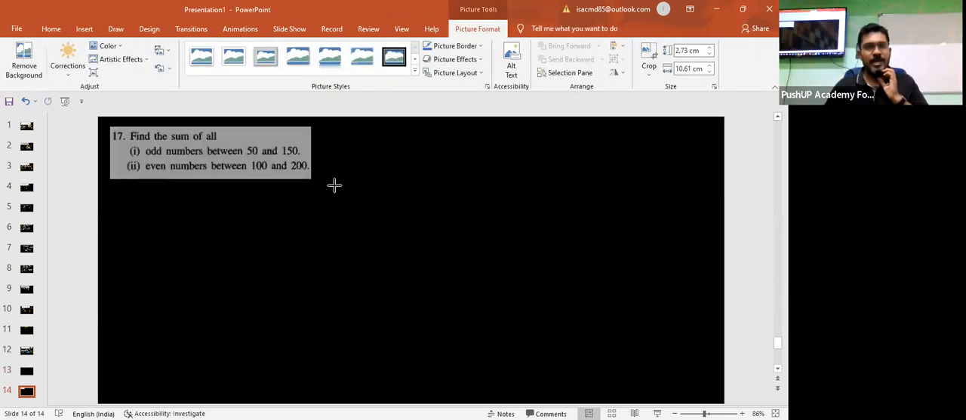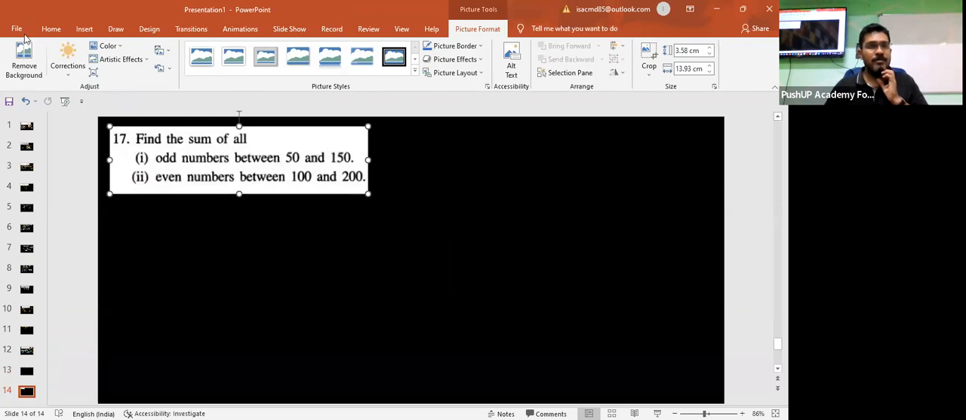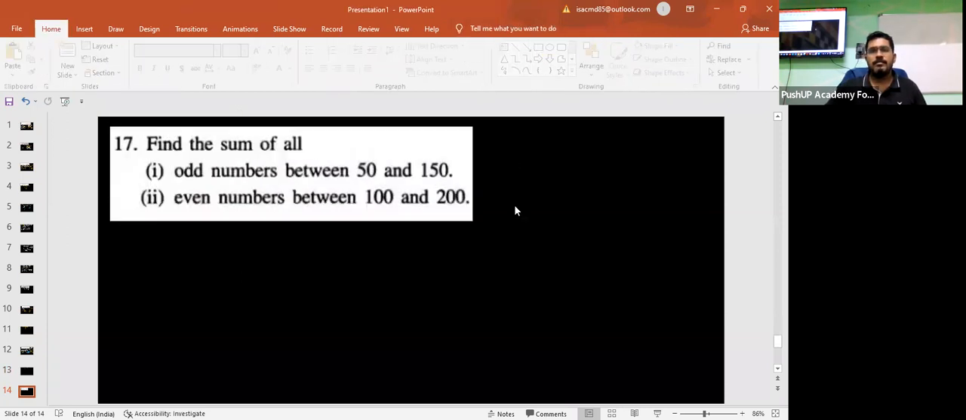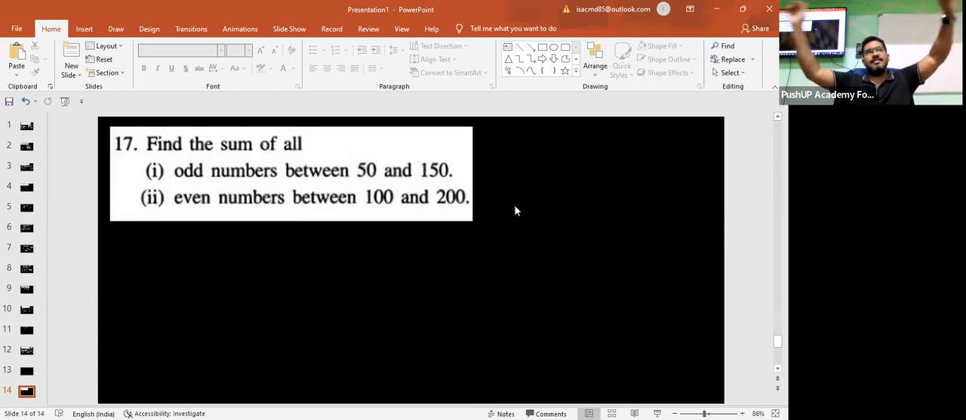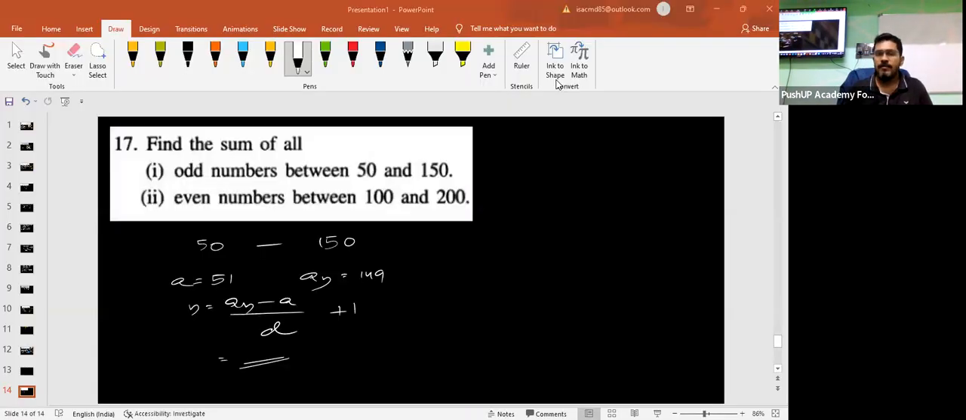Question number 17, part 1 and part 2. At least you do the first part. You have to find the sum of the series. Sachin, look here. The first term will be 51, the last term will be 149. Then find the value of n. Once you find the value of n, you can find the sum of those n terms. All right. Anika, how much? 5,000. Very good. Then do the second part also, and then we can wind up.